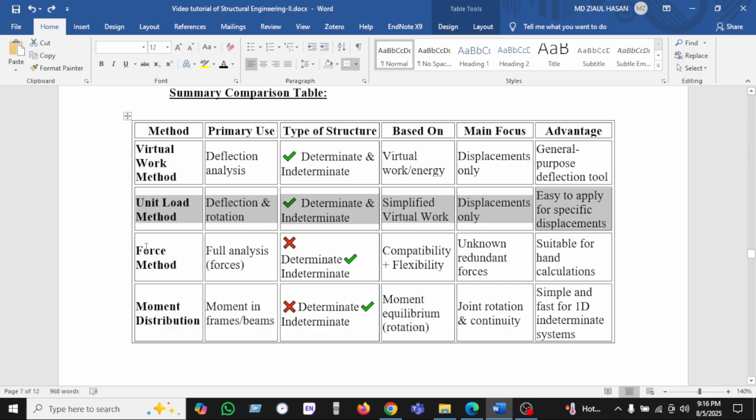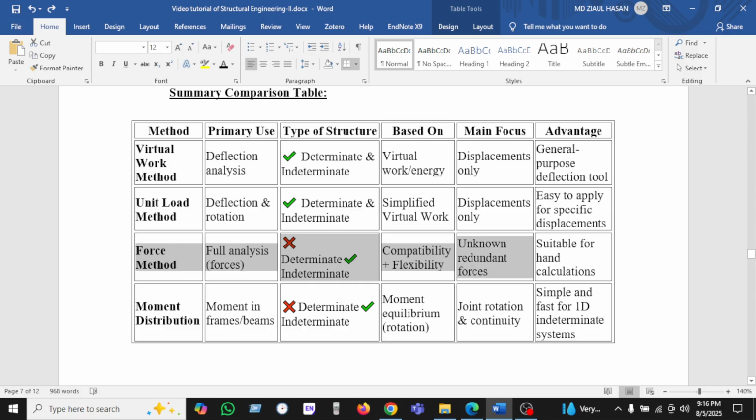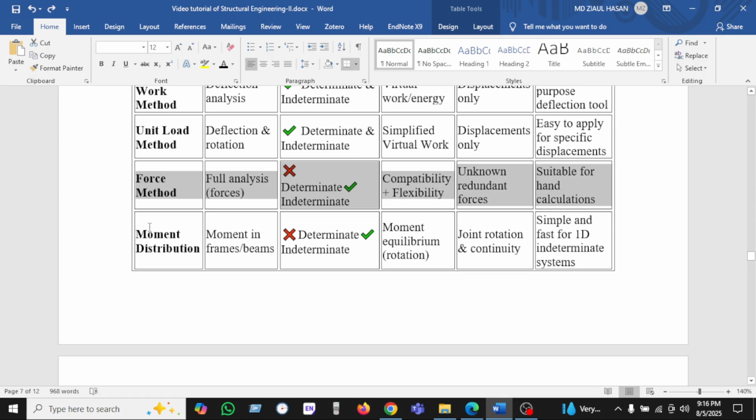In the force method, we can see the force is fully analyzed, and it is not for determinate but for indeterminate structures. We can analyze based on force, compatibility, and unknown redundant force, and it is suitable for hand calculation. And then we can see the moment distribution method.